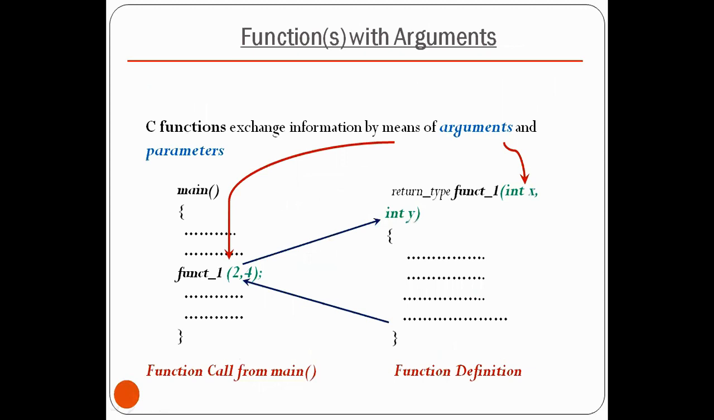With arguments, you can see here we have a function definition. Here we have integer x and integer y. So we have two arguments. So when we call the function, we will pass two values, two variables. So they will be reflected over here. So x will be 2 and y will be 4. And at the end, the control will come back to the function call.